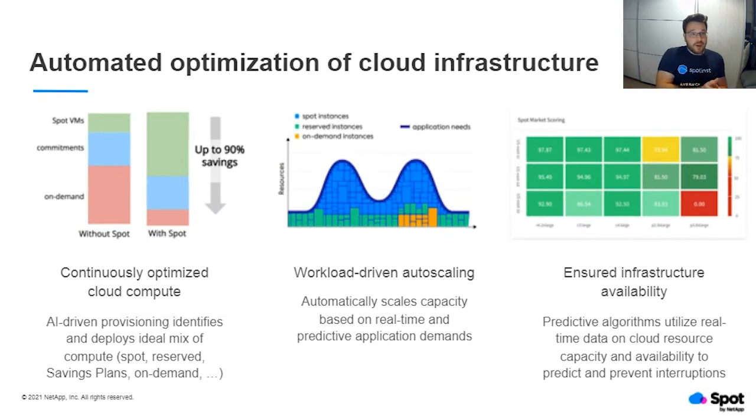We provide automated optimization of your cloud infrastructure. We do it in different ways. The first way is to continuously optimize your cloud compute. We have AI-driven provisioning that identifies and deploys the ideal mix of compute and machine life cycles. It's going to be using spots, commitments, and on-demand in the best mix possible, to make sure that your costs are as low as possible and that you utilize the cloud in a good way.